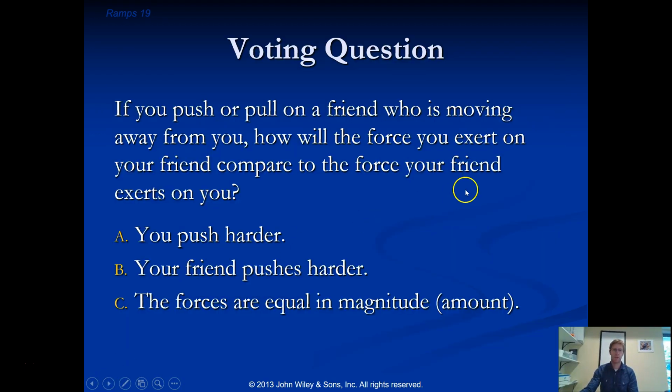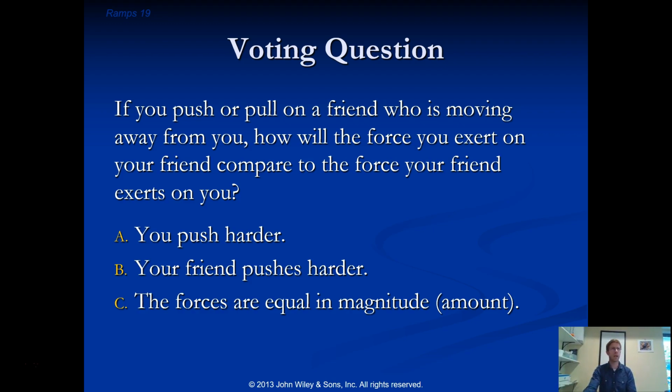Pretty cool, right? So here's another question. If you push or pull, however you want to do it, on a friend who's moving away from you, how will the force you exert compare with the force of your friend? So now that they're moving, will that make your friend push harder, or you will push harder, or will they still be the same? What do you think? Try it out. Try pushing something that's moving. See what happens.